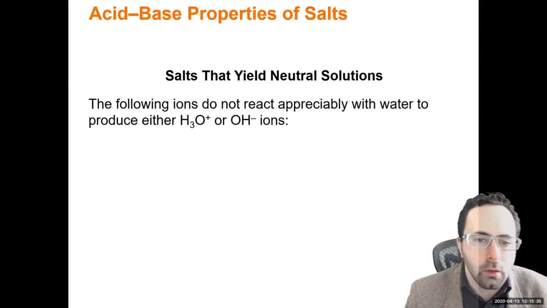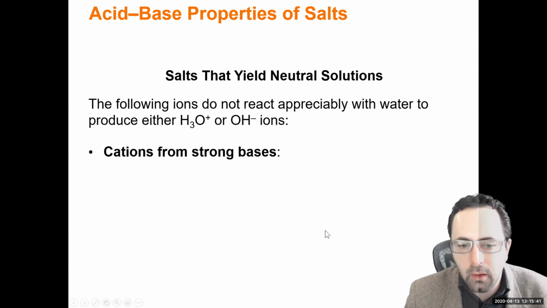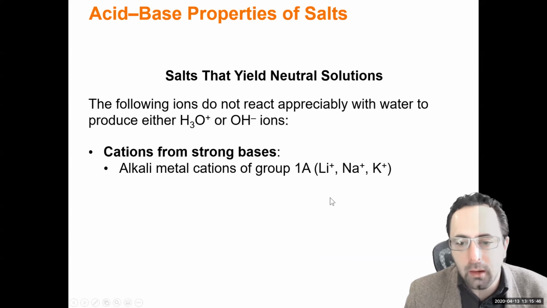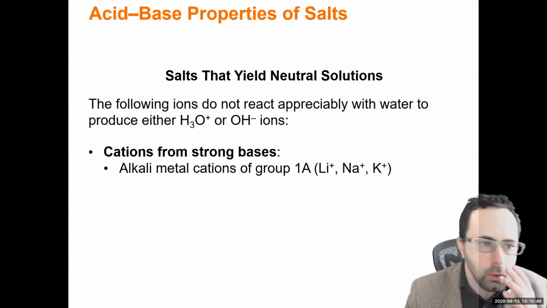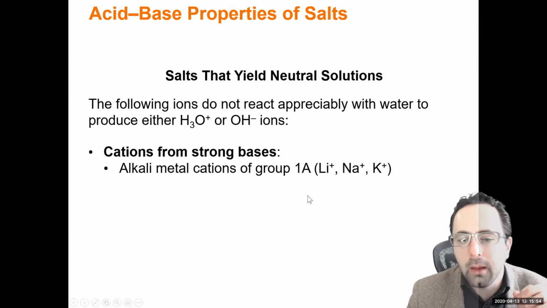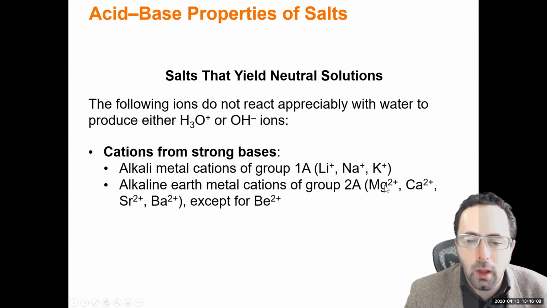So salts that yield neutral solutions would contain the cation from a strong base. These include all of the group 1 cations. Essentially, these are just spectators. It's pretty useful to remember that in general, group 1 cations, positive ions, don't really tend to do a whole lot in solution. They're just happy to be there. These would be the cations from a strong base, such as lithium hydroxide, sodium hydroxide, and potassium hydroxide. These could also include alkaline earth metals. So this is calcium, strontium, barium, not beryllium though.